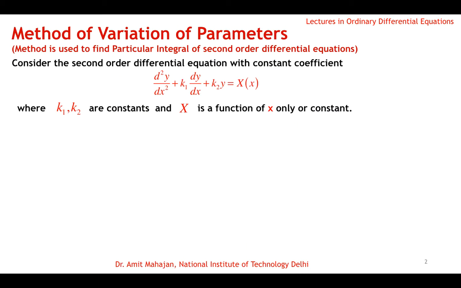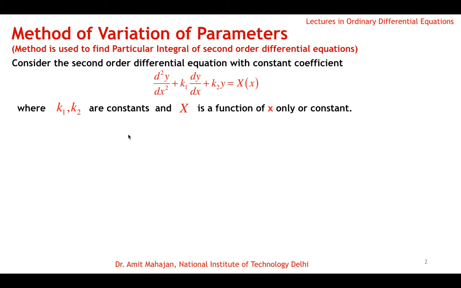First, the method of variation of parameters. This method is used to find the particular integral of second order differential equations. So we can use it if we are dealing with second order differential equations, and we can use it to find the particular integral of second order differential equations.